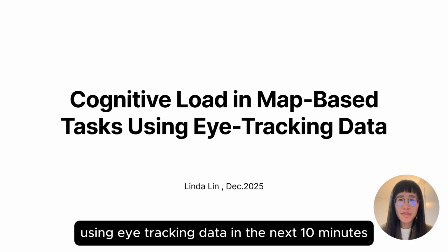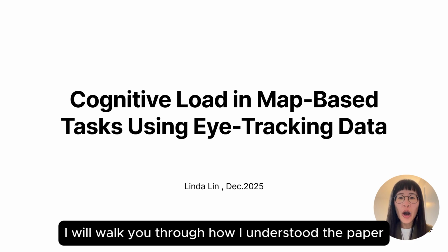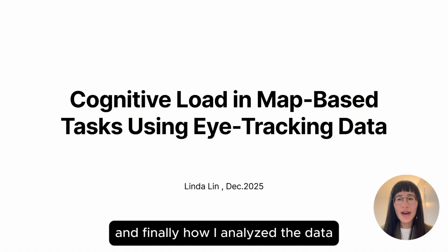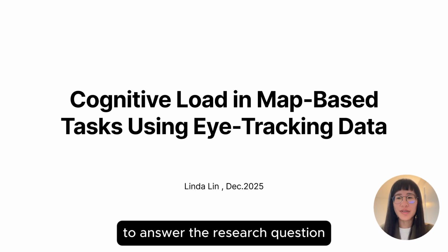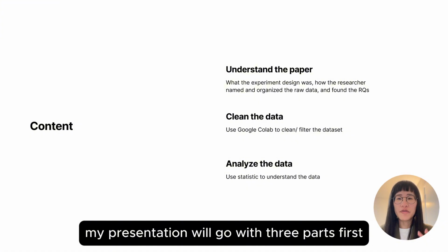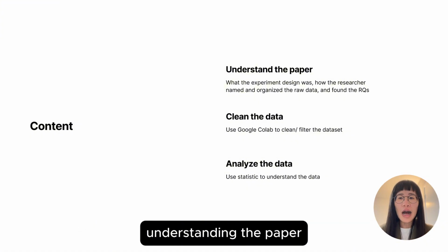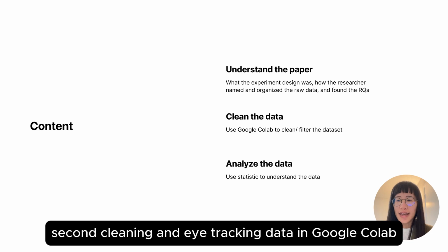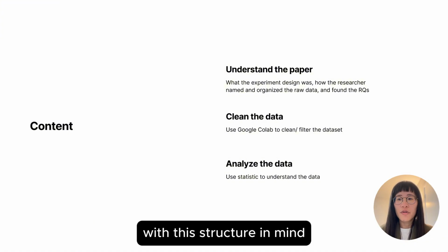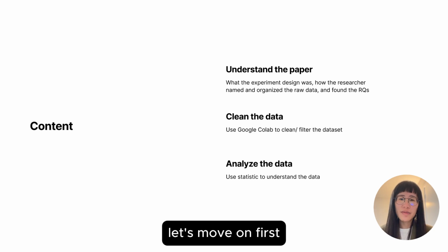In the next 10 minutes, I will walk you through how I understood the paper, how I cleaned the dataset, and finally how I analyzed the data to answer the research question. To give you a quick overview, my presentation will go with 3 parts. First, understanding the paper. Second, cleaning the eye tracking data in Google Colab. And third, analyzing the data using statistical methods. With this structure in mind, let's move on.